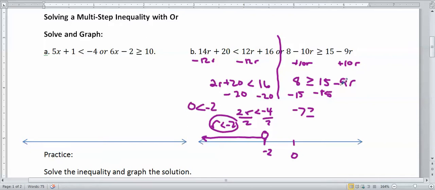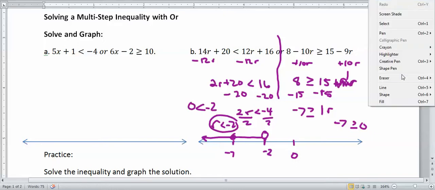I'm sorry, this is not 9r, this is 1r. Negative 9 plus 10 is 1r. So negative 7 is greater than or equal to 1r. Put that negative 7 on there, but look, negative 7 is already in my solution. So we just need to check to see which way the arrow goes. I'm going to put my closed dot, because it's greater than or equal to, plug in 0. So I get negative 7 is greater than or equal to 0.